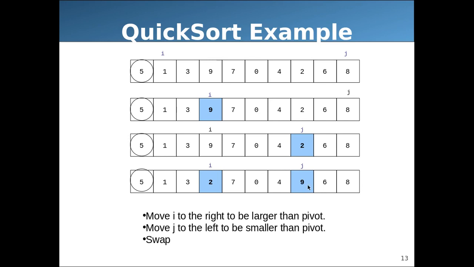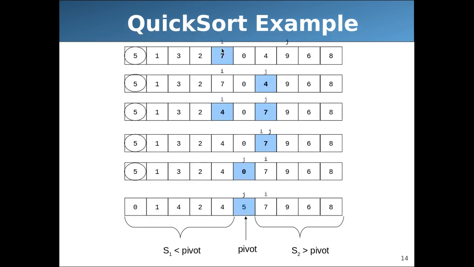Okay, and then we're going to keep going. So now I moves over, 7, that's another conflict. J, so we're going to move J until we find a conflict with 4, and then we're going to swap 7 and 4. Okay, so now we keep moving.